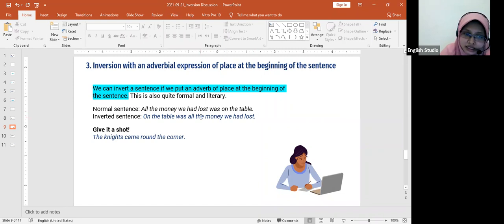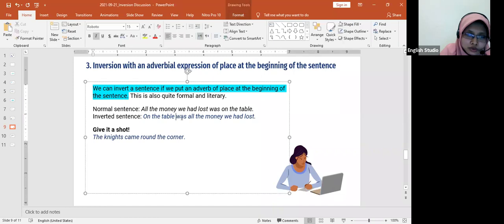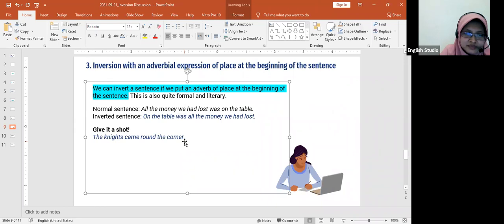Kalau ini lebih simple ya guys ya, kita hanya reverse aja ordernya. Jadi cuma diubah jadi on the table was all the money we had lost. Jadi dibalik gitu. Dan this is quite interesting ya, because you use the same verb. Jadi to be-nya itu ya tetap mengikuti si subjeknya. Jadi hanya dibalik aja gitu ya. So this one, unlike the previous example ya, kalau di example kita pakai be ya di sini pakai verb.